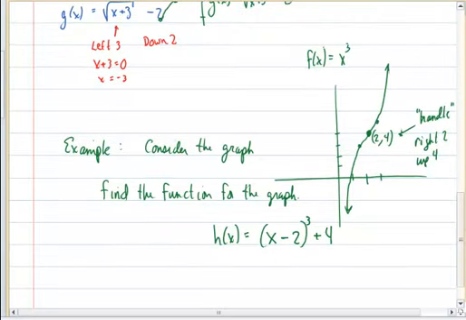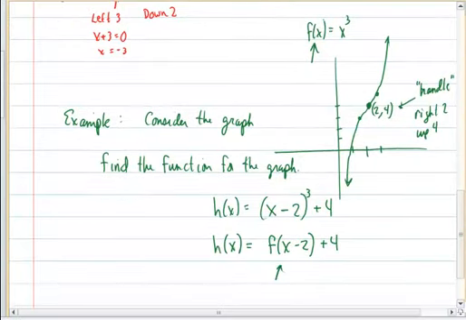Now on the SAT, or in any other math class, we could also represent this in terms of f of x. Because we said f of x is x cubed, we can simply call this f of x minus 2 plus 4. We don't have to worry about the cube, because when we say f of x in this notation, we're referring to our original function moving right 2, up 4.